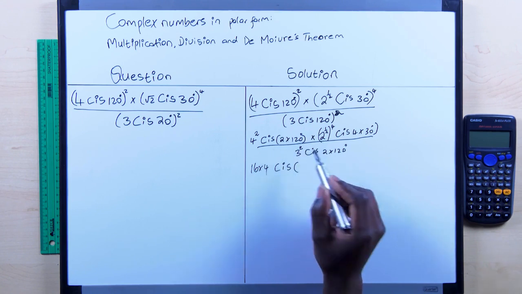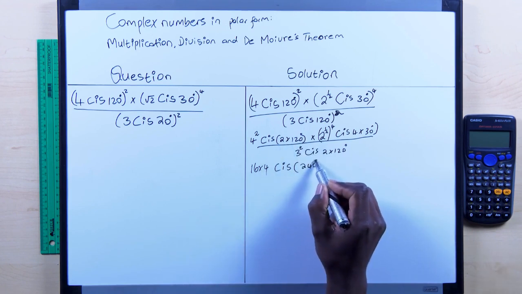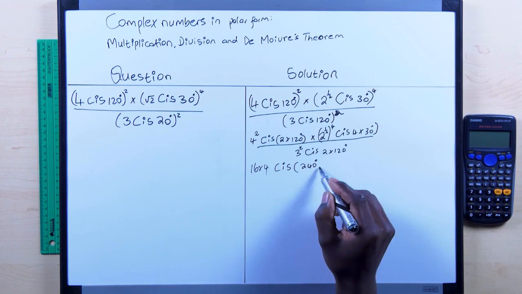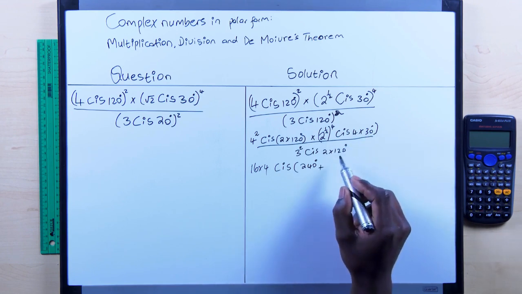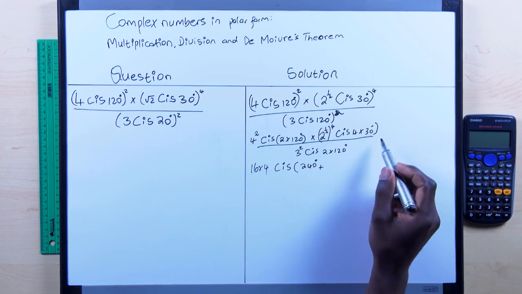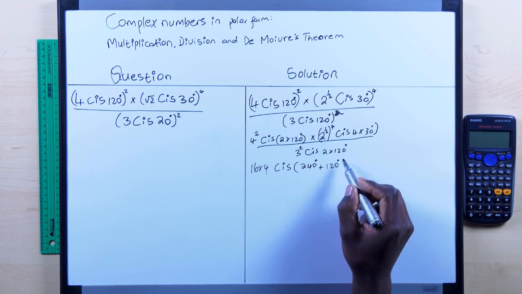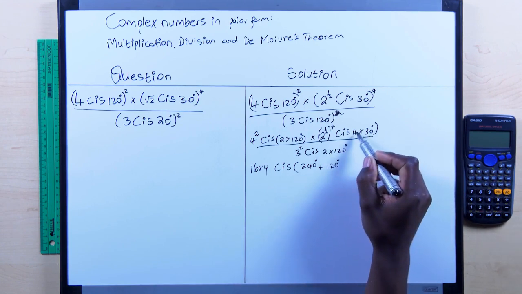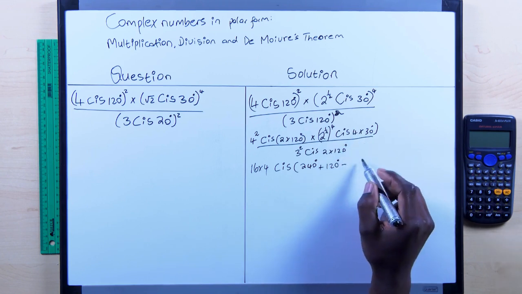To put all the solutions of your angles, 2 times 120 is 240 degrees. These are multiplying each other, which means that the angles must be added. 4 times 30 is 120. And then this one is going to be transposed to the numerator, so you subtract 2 times 120.